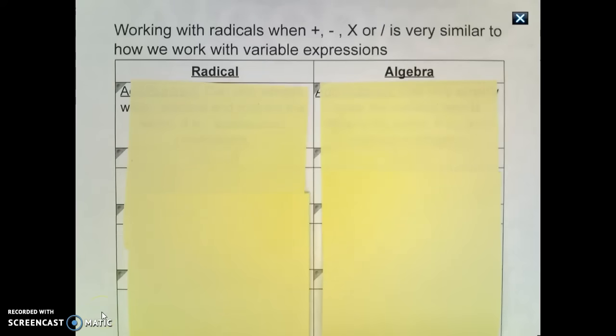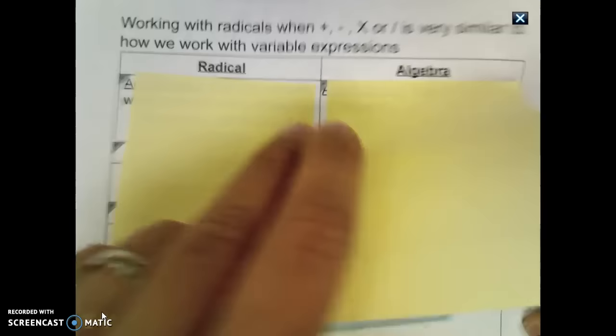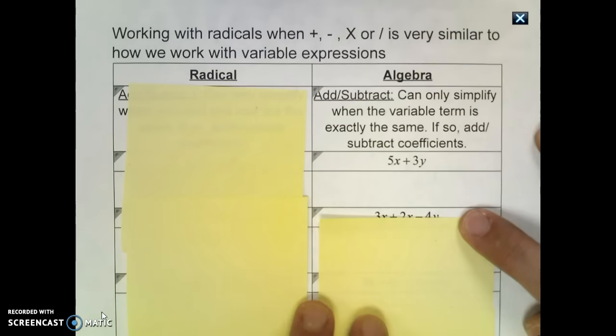When performing operations with radicals, the process to simplify through addition, subtraction, multiplication, and division is very similar to how we work with variable expressions. So to show each of these examples, I'm going to show you first an example from algebra that you already know. So let's take a look at this first example here.